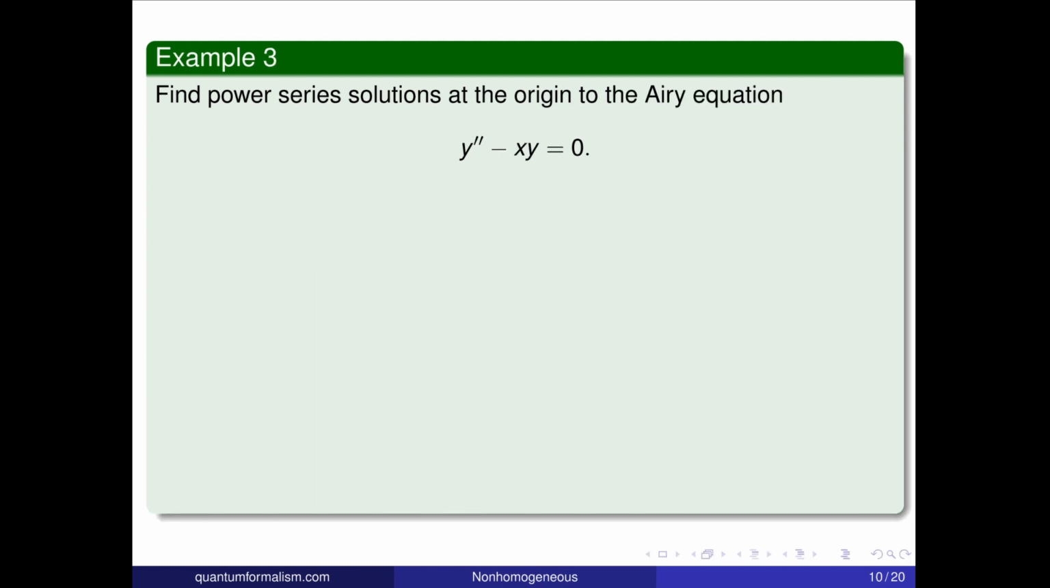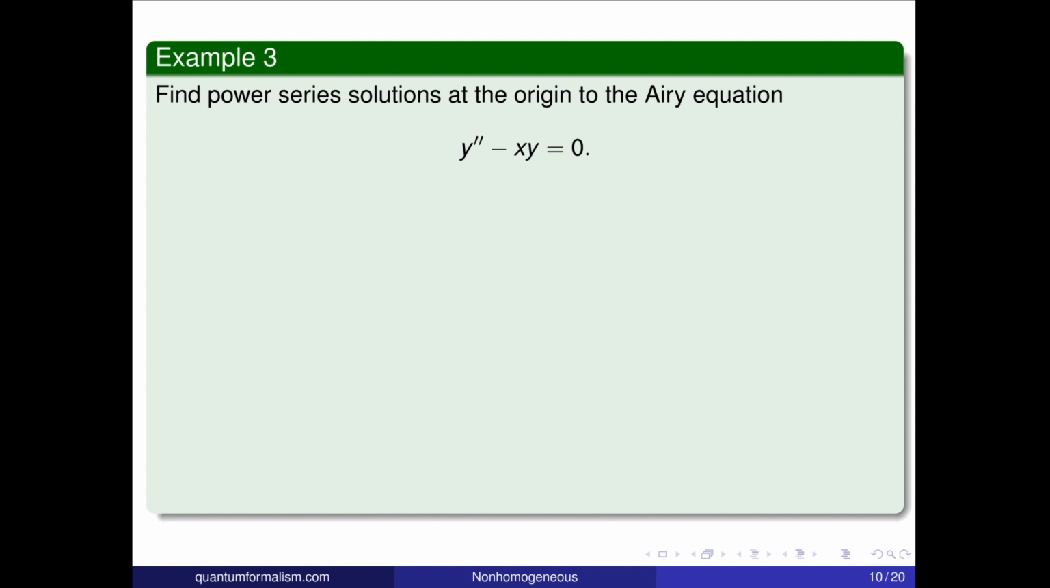All right, now let's try an example that we don't already know how to solve. So now, rather than constant coefficients, we've got a coefficient which is minus x, so y double prime minus xy equals 0. This is a physics equation called the Airy equation. I think this is a very simple case of the Schrödinger equation, if I remember correctly, something like that.